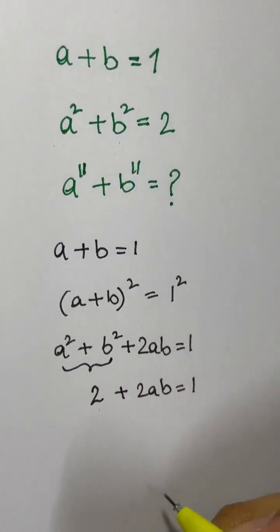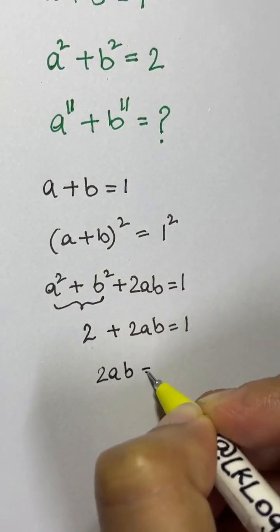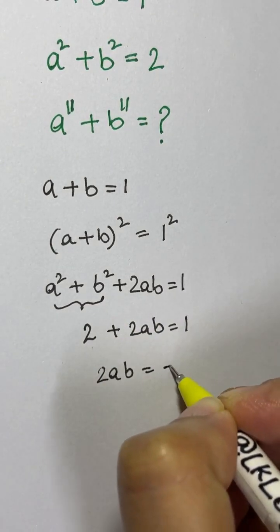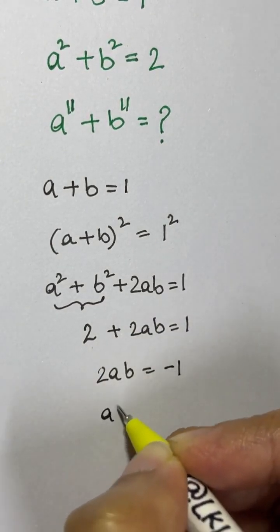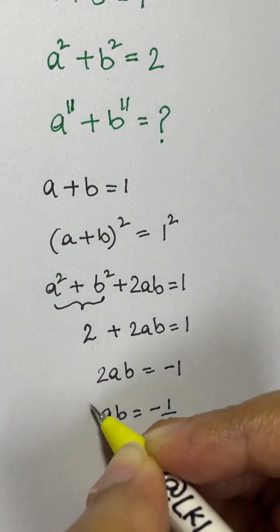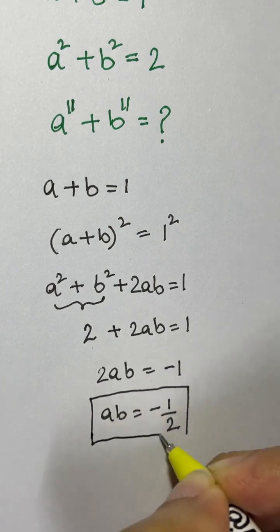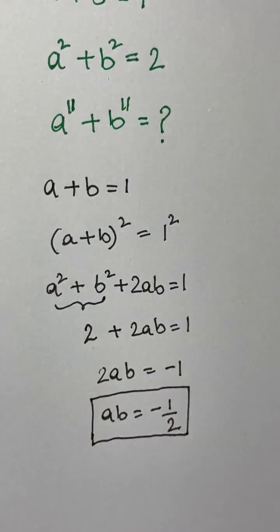Now what can we do? Just send it to the other side. You have 2ab equals 1 minus 2, which is minus 1, and ab is equal to minus 1 over 2. So you've got ab, a times b, and that can be used in multiple equations which will be coming right now.